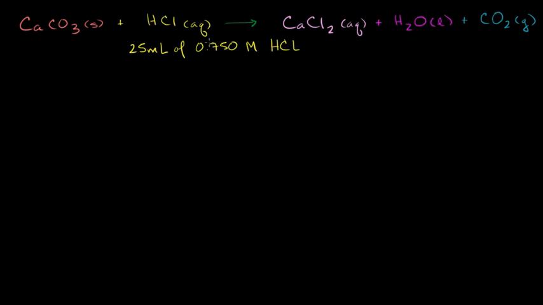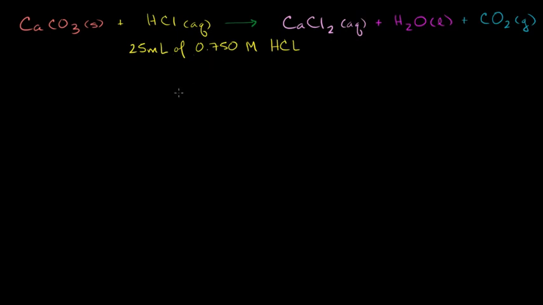And just to remind ourselves what we're talking about, we have this hydrochloric acid, and it is dissolved in water. It is an aqueous solution. The solvent is water. And this 0.75 molar tells us the molarity of that solution. It tells us the concentration, or the moles of hydrochloric acid per liter of our entire solution. And we need to figure out the mass of this calcium carbonate that we need to react completely with this amount of the hydrochloric acid solution.